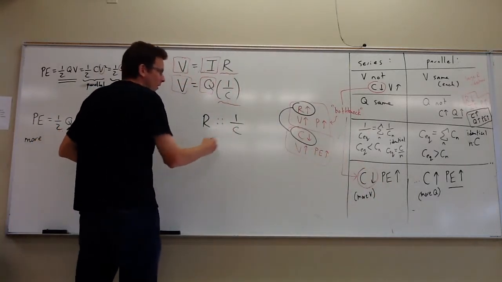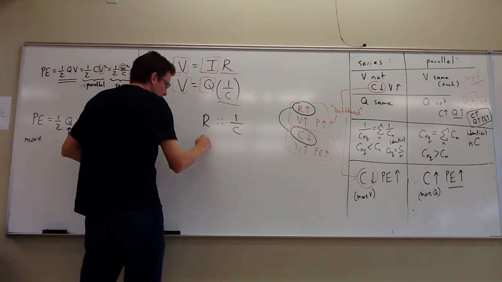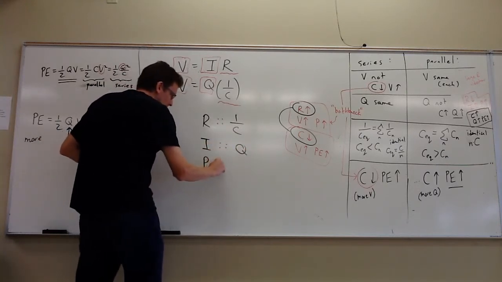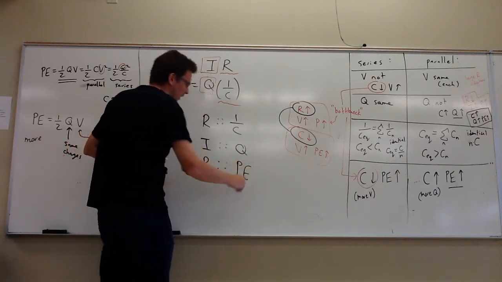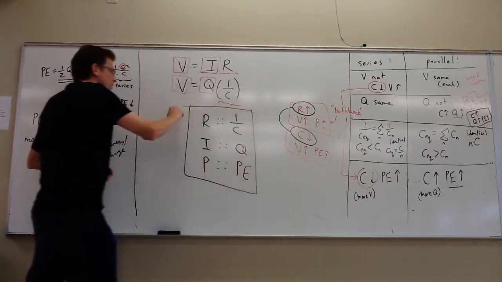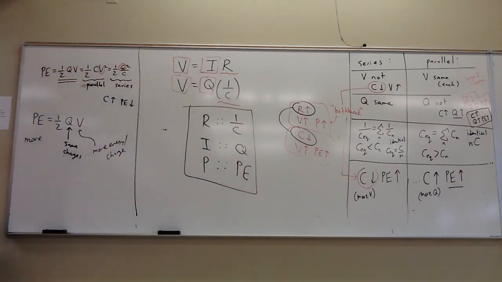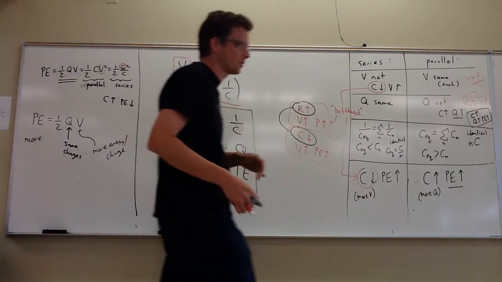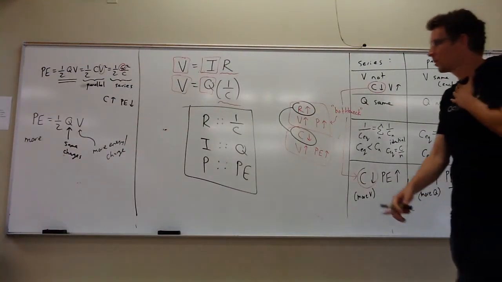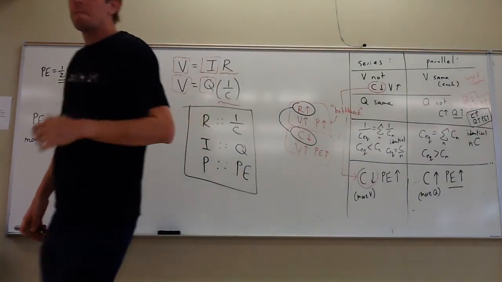So instead of I, we talk about Q. Instead of talking about P, we talk about PE. Okay, so this right here will basically allow you to convert all your intuition about resistors into intuition about capacitors. Okay. Are there any questions on that?